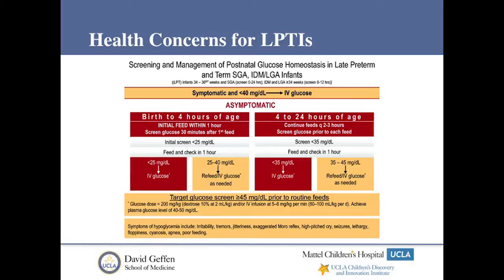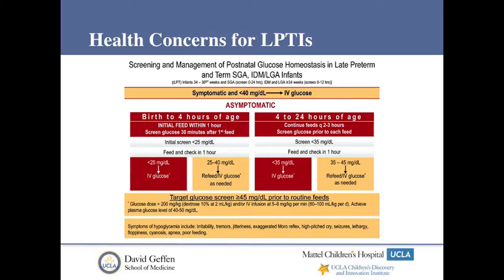Again, if the patient's symptomatic, it doesn't matter what their glucose is. If it's low, you should automatically treat. The question becomes when they're asymptomatic. So from birth to the first 4 hours, you're expected to initiate feeds within an hour. If you're in a baby-friendly hospital such as UCLA, that falls in line with our guidelines to establish breastfeeding, and there should be no controversy there.